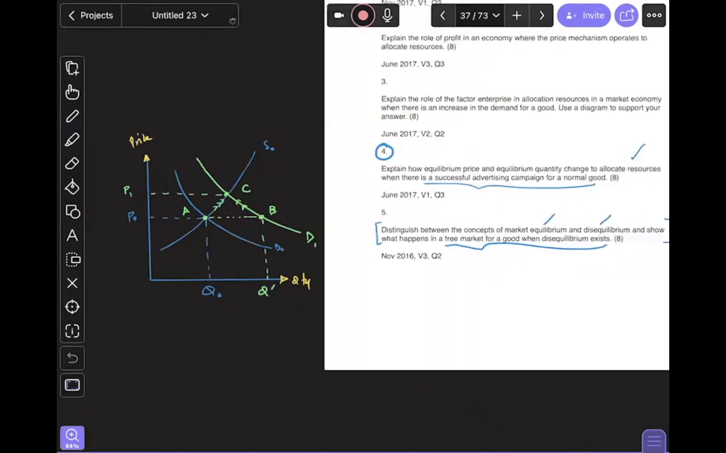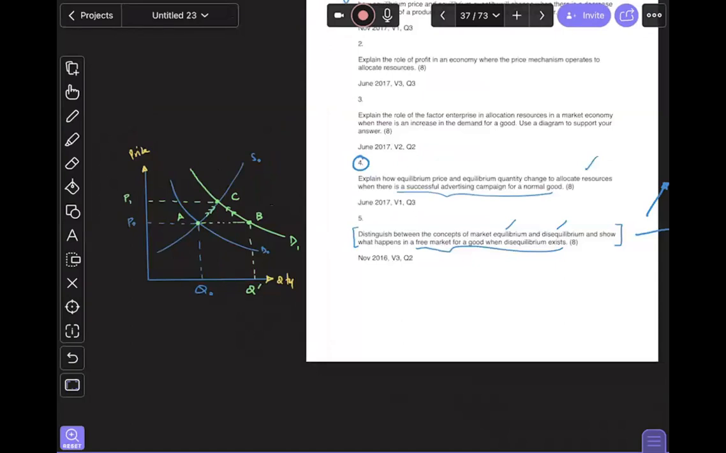Sir, I had a question. Please. Sir, can you explain to us how to structure the question? Like first, should we give the definition, or should we make the graph?